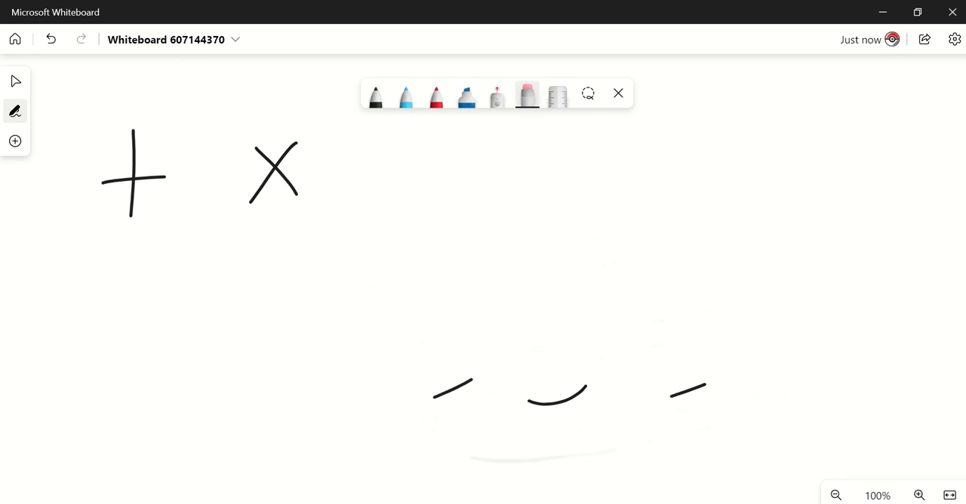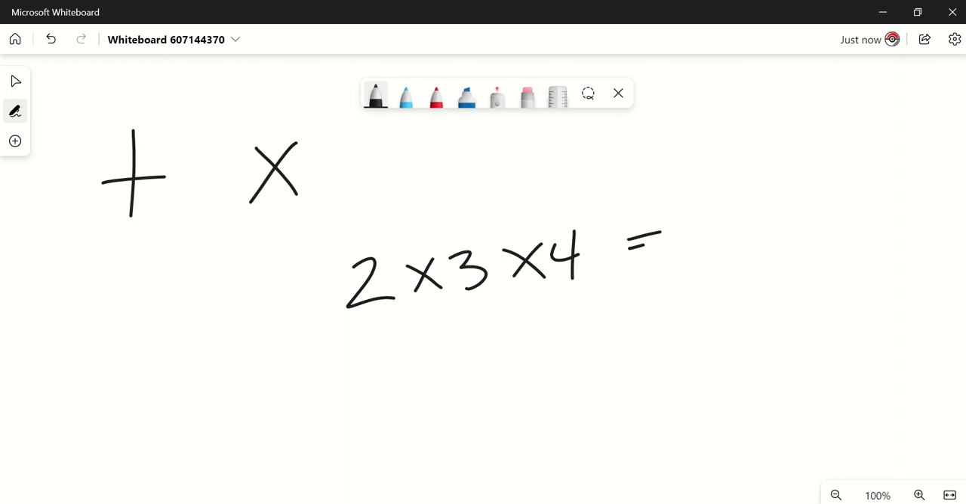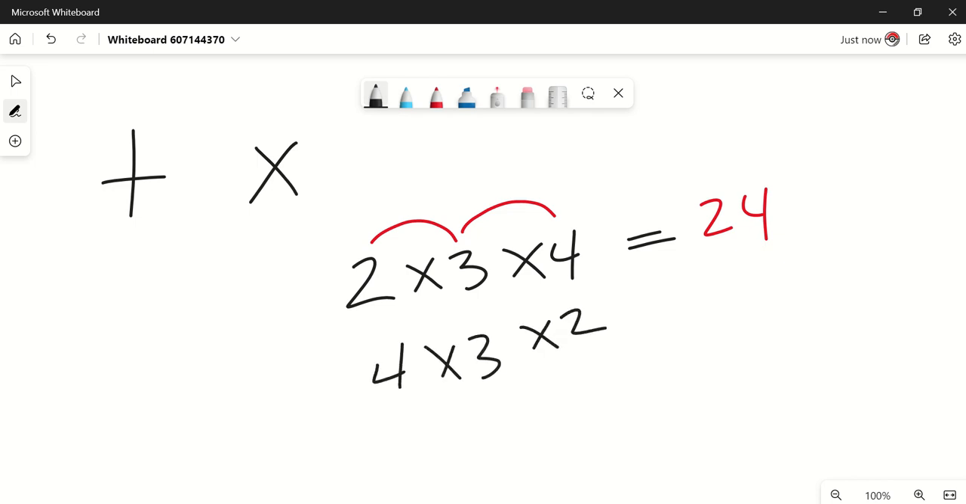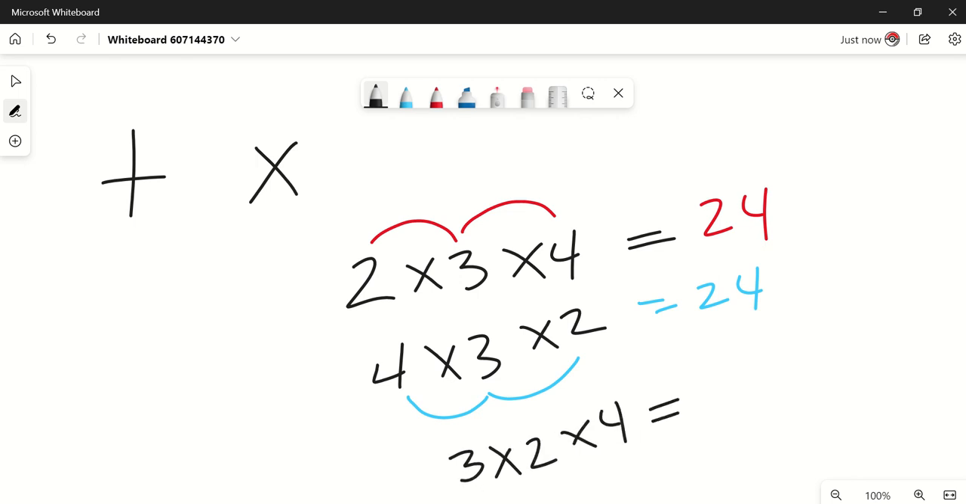And the same can be said for multiple digits when we multiply. So let's do 2 times 3 times 4. 2 times 3 is 6, times 4 would be 24. Now, let's rewrite it in a different way. Let's just do it backwards. 4 times 3 times 2. 4 times 3 would be 12, times 2 would still equal 24. And let's say I did 3 times 2 times 4. This would still equal, you guessed it, 24. Because 3 times 2 would be 6, times 4 would still be 24.